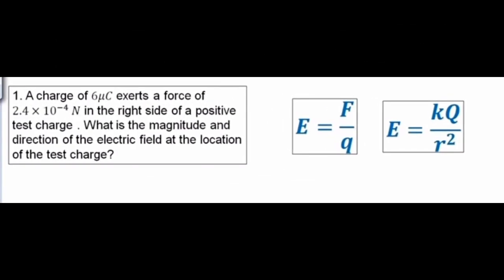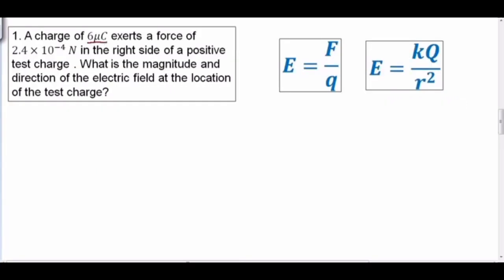So, to further understand, let's have an example involving electric field. First, let us make a diagram for us to understand the word problem, and let me read the problem first. A charge of 6 microcoulomb exerts a force of 2.4 times 10 to the negative 4 power N in the right side of a positive test charge. What is the magnitude and the direction of electric field at the location of the test charge? So ito daw si 6 microcoulomb is in the right side.